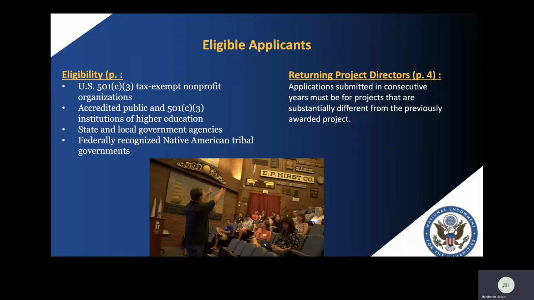Before we go any further, it is important to ensure that you are affiliated with an eligible organization or institution because this program prohibits individuals from applying. Institutions of higher education, state or local government agencies, or Native American tribal governments are all eligible to apply. Federal entities, foreign organizations, and for-profit organizations are ineligible to apply.